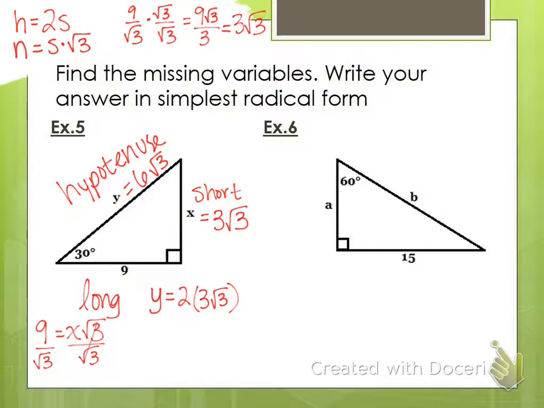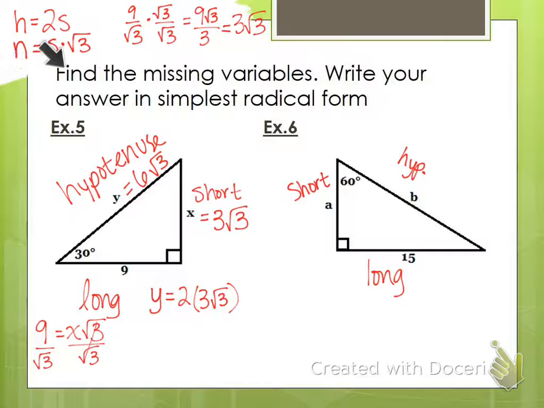Okay. On example 6, again, which side did they give us? The long one is the 15. Letter A is on which side? The short one. And B is on the hypotenuse. Now, it is not a strict requirement that you need to label those. I just think it helps us keep our mind focused on what we've got and where we're going. Which one do we have to find first, A or B? A. You have to find the short side first if you don't already know it.